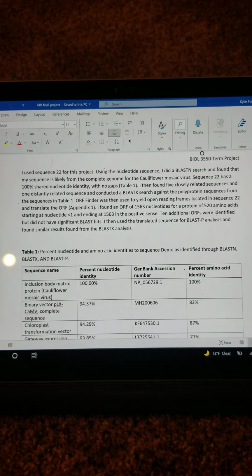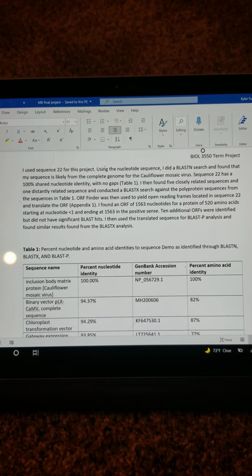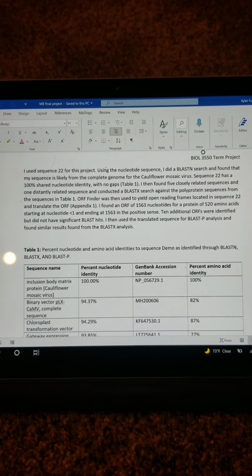Hello, and welcome to my oral presentation for the term project for Biology 3550. For this project, I was assigned sequence number 22, and the first thing I did was complete a BLAST-N search and found that my sequence is likely from the genome for the cauliflower mosaic virus.